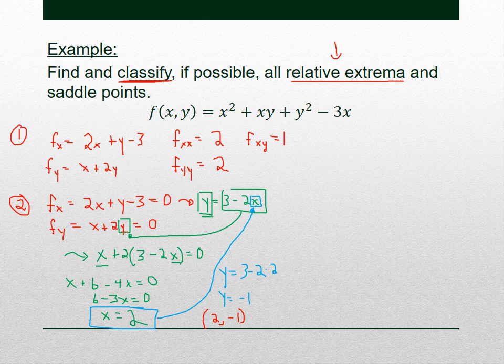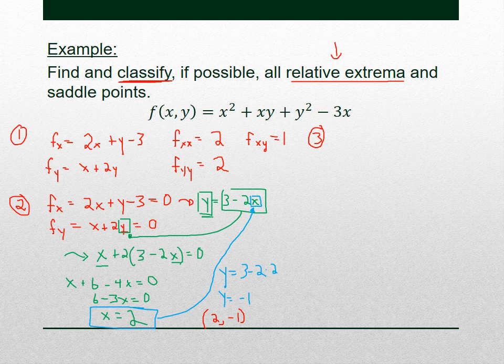So we only got one solution to this, and it was whenever x is 2 and y was negative 1. Right, so for step 2, setting those partial derivatives, the first ones, fx and fy, equal to 0, we then solved for the solution to that system of equations, as you called it in pre-cal, and we only got one solution, and it was the point (2, -1). Okay, so we have our point.